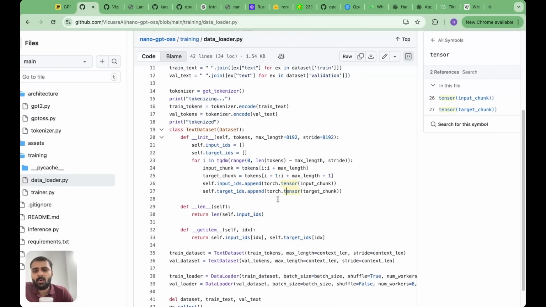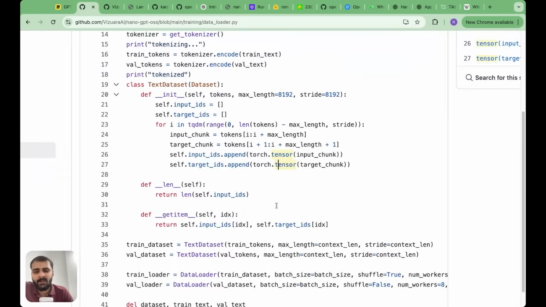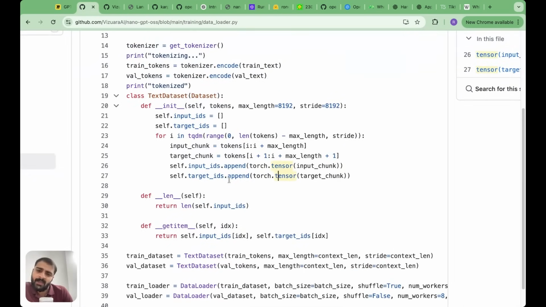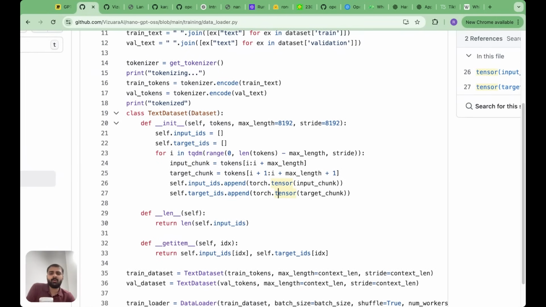So if you look at the code now in the data loader.py, you'll see something very interesting here. Essentially what you're doing is that you get the input chunk and you get the target chunk. So the target is just the input which is shifted to the right hand side by one. That's it. And you will see that here we have also mentioned something called stride.